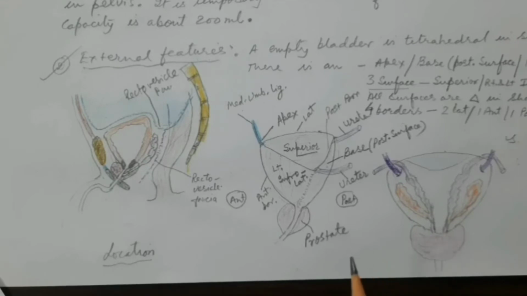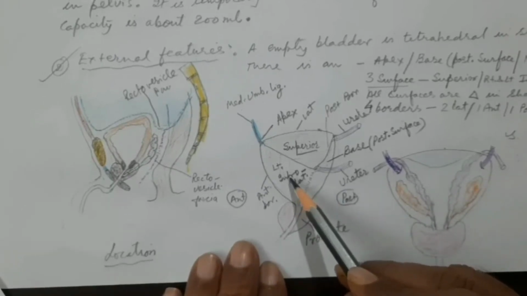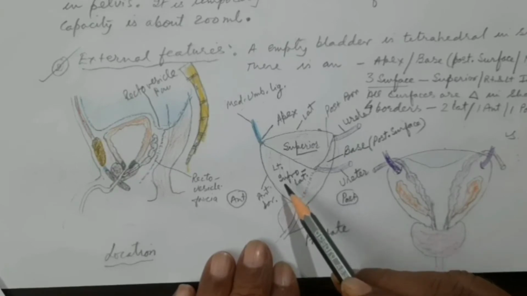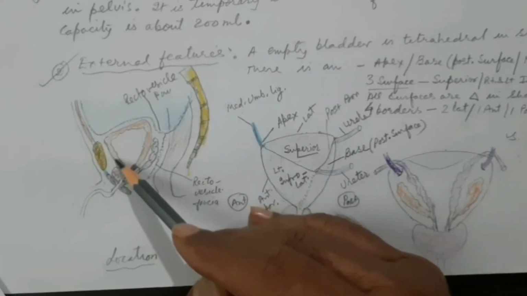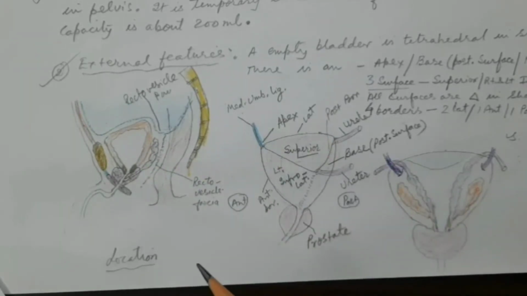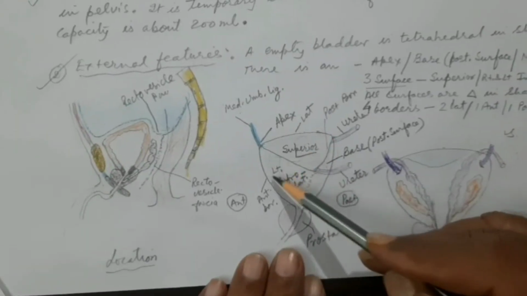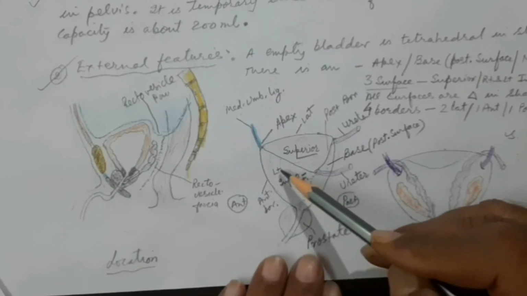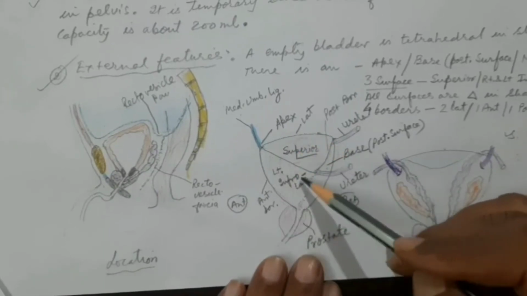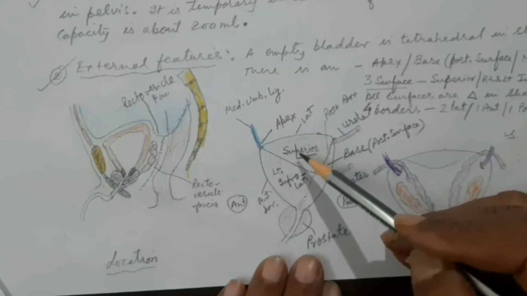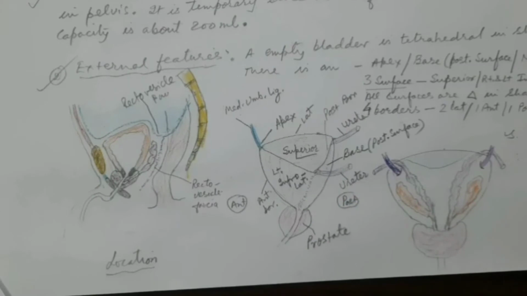These are the infralateral surfaces, the right and the left infralateral surfaces. They are not covered by the peritoneum, on the right as well as on the left. They are separated from the superior surface by the lateral borders.